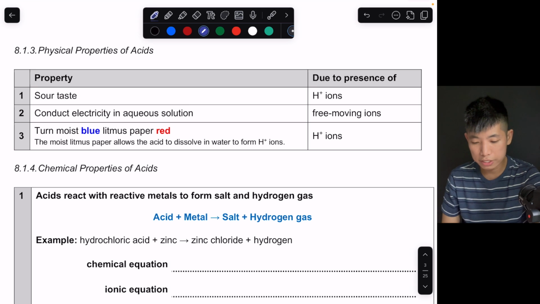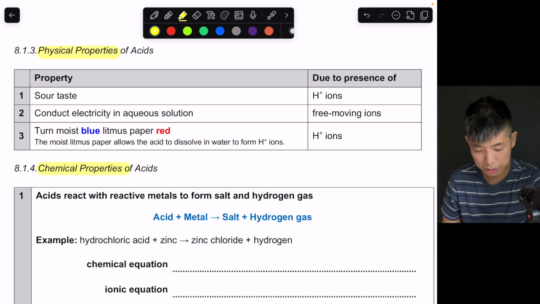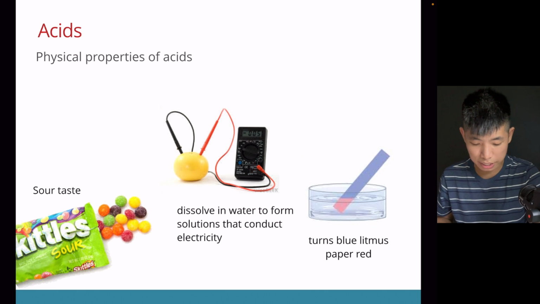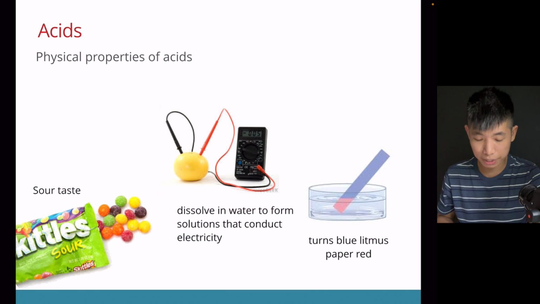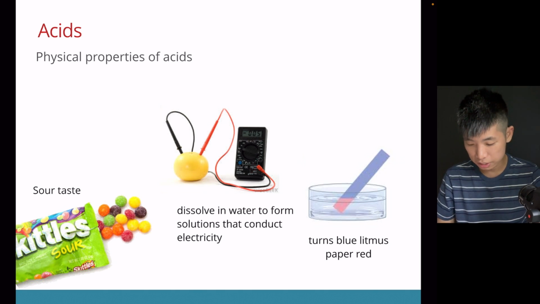Okay, so there are two kinds of properties. First is the physical properties, and then we have the chemical properties. One of the properties of acids is that they have a sour taste, and that is because of the presence of H plus ions. Acids conduct electricity when they dissolve in water due to the presence of free-moving ions. And acids turn blue litmus paper red, also due to the presence of H plus ions.